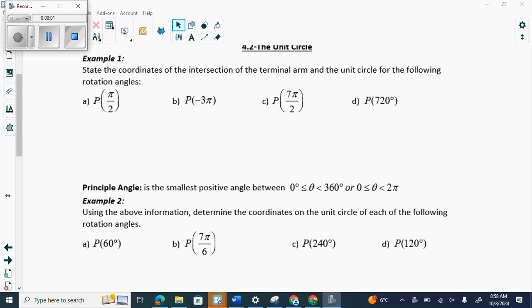State the coordinate of the intersection of the terminal arm and the unit circle. So remember how we draw the terminal arm? Then we have the unit circle, and then there's a coordinate that happens at, right? The unit circle itself has unlimited coordinates, correct? Like if I asked you for the coordinate at 21 degrees on the unit circle, you could get it for me. What would it be?